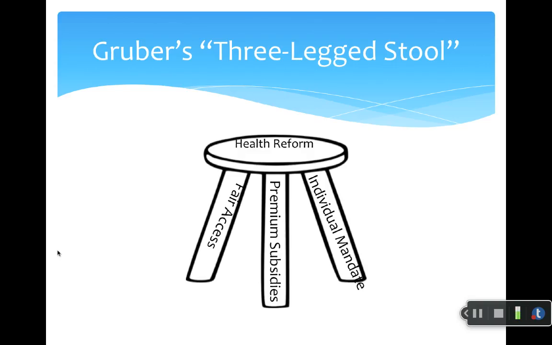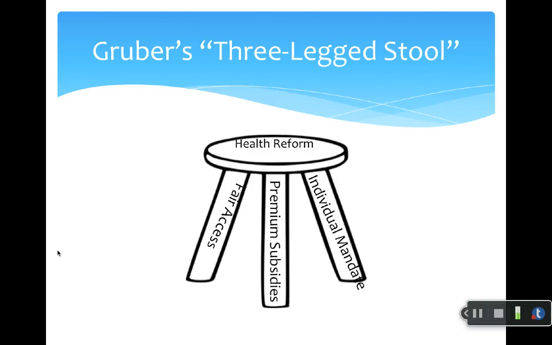Now, what are the major components of this law and why are they so critical? One of the concepts you hear about a lot when we talk about the Affordable Care Act is Gruber's 3-legged stool. Gruber is a professor at Harvard who was a major advocate for the Affordable Care Act and has been one of the primary analysts of its implementation. What Gruber says is that there are really 3 key components to the Affordable Care Act, all of which are essential and depend on one another.